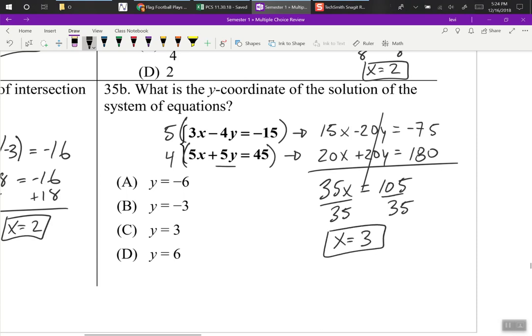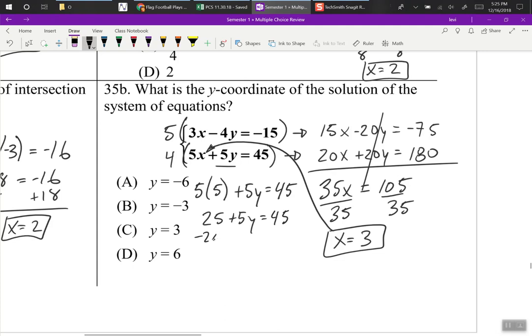If x is 3, we can substitute it in. Let's use this bottom equation: 5x plus 5 times y equals 45, and we're substituting in for our x value. Luckily, that wouldn't have changed our problem. So 25 plus 5y equals 45. Subtract 25. 5y equals 20. Divide by 5, and y equals 4.